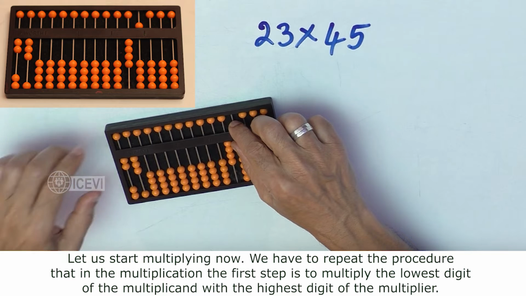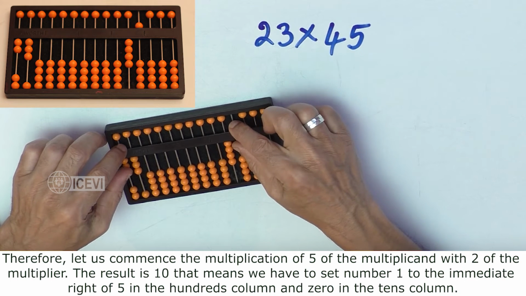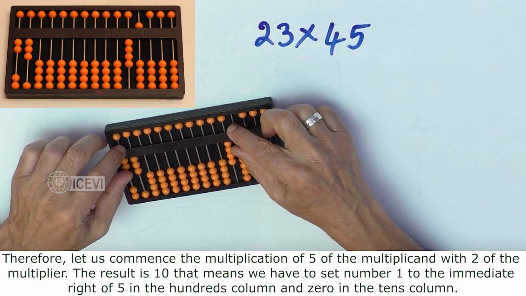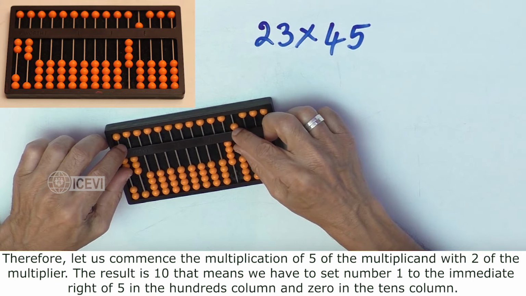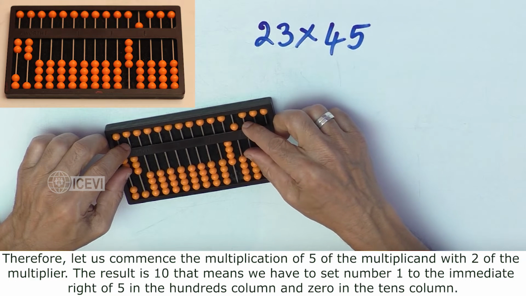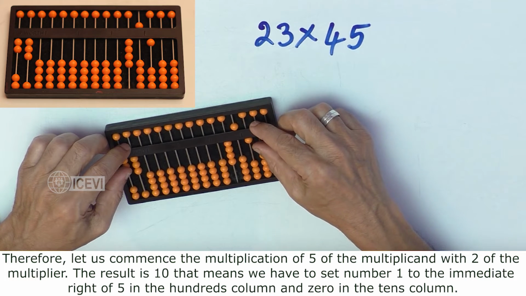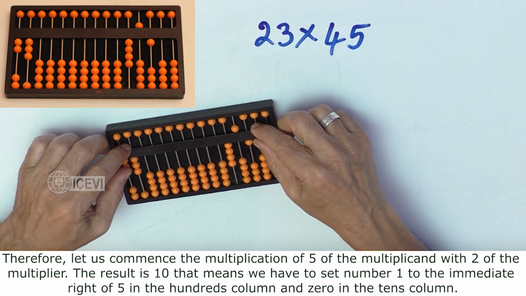We have to repeat the procedure that in the multiplication, the first step is to multiply the lowest digit of the multiplicand with the highest digit of the multiplier. Therefore, let us commence the multiplication of 5 of the multiplicand with 2 of the multiplier. The result is 10. That means we have to set the number 1 in the immediate right of 5 in the hundreds column and 0 in the tens column.